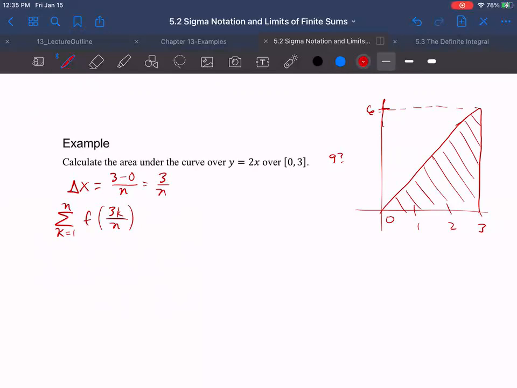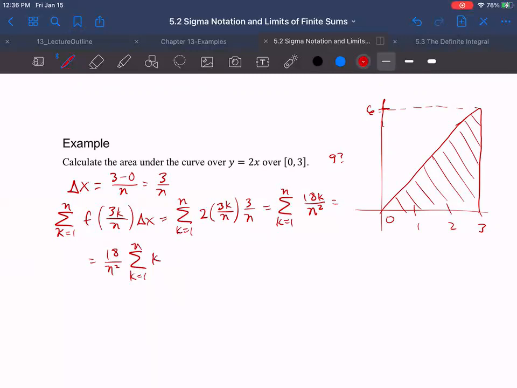3k over n times just delta x first. And then this becomes our sum from k equals 1 up to n of, and we plug in 3k over n, so it's 2x, so this is 2 times 3k over n times delta x, which is 3 over n. Just like that. This becomes then our sum from k equals 1 to n of 18k over n squared. Okay, 18k over n squared, yep. And then after that, we can bring the 18 over n squared out front, and we have a summation from k equals 1 to n of k.